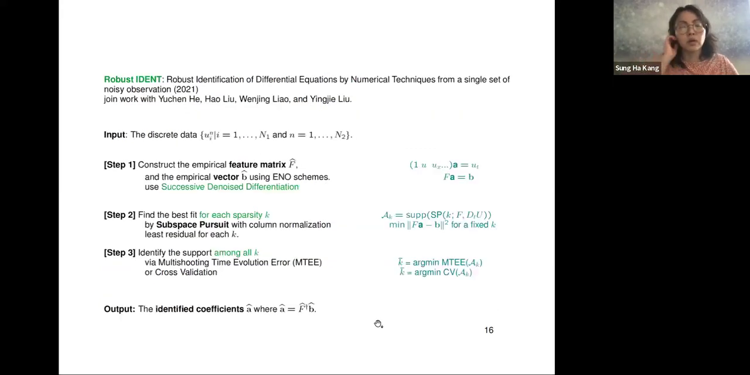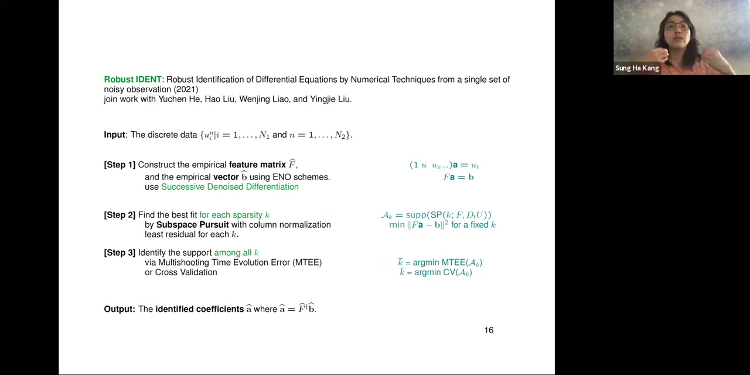Moving forward from this, learning from this, how do we move forward? So we know the noise is challenging. So we denoised it properly by using the moving average least square. However, whenever you have a derivative, double derivative, triple derivative, it gets harder and harder. So in this paper, what we suggest is a successive denoised differentiation.